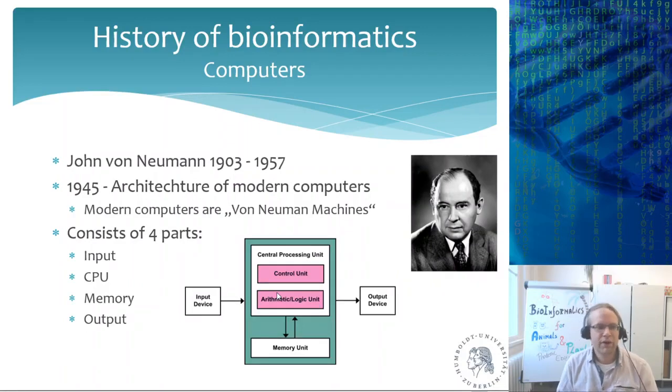Alright, so the next very important person in the history of bioinformatics or the history of biology is John von Neumann. John von Neumann is very famous because he designed the architecture of the modern computer. Every modern computer that you have on your desk, including your mobile phone and other things, should actually be called von Neumann machines, but we don't call them that because computers is just easier. But his idea was that a computer needs to consist of four very fundamental parts.